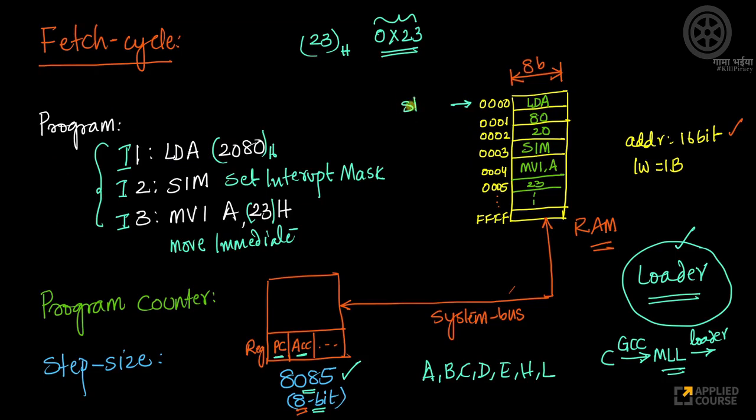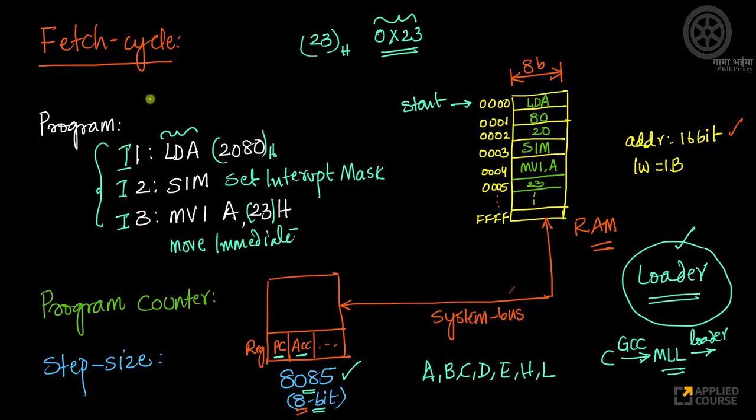Let's assume my starting address where I have loaded this whole program is 0000. Now, if I see this whole program in the main memory, the way it looks is this. Look at this, your LDA. This LDA is called, this whole thing is one instruction, right? This whole thing is one instruction.